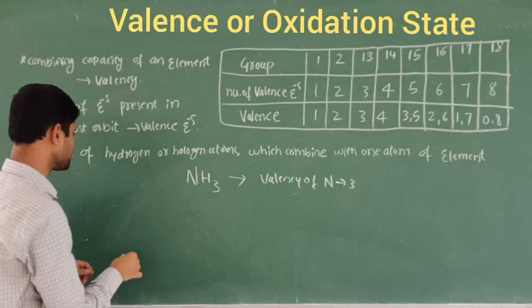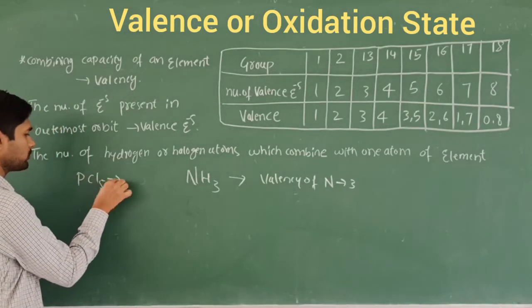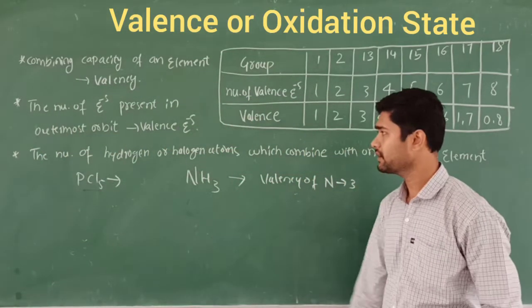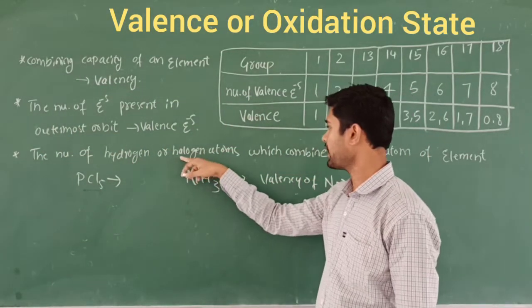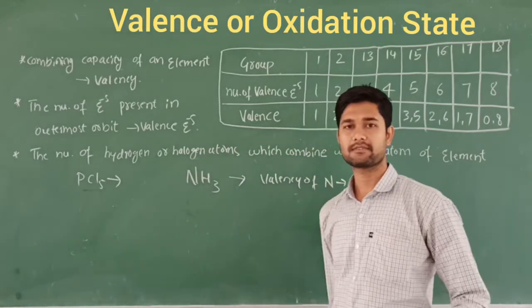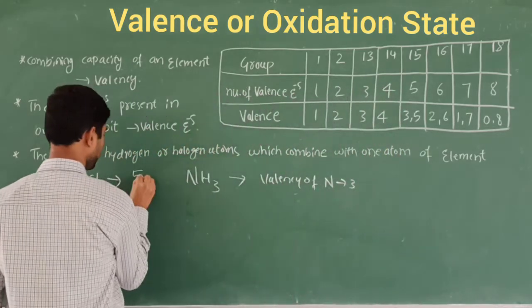I can take one more example, PCl5. What will be the valency of phosphorus in this compound? Phosphorus pentachloride. Here, how many halogen atoms are there? 5. That's why the valency or oxidation state of phosphorus is +5.